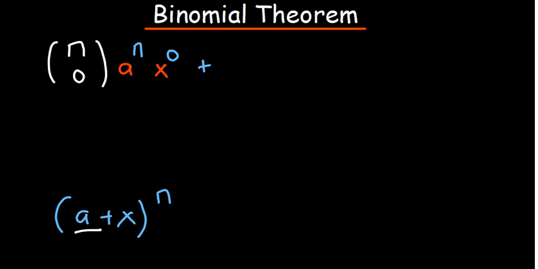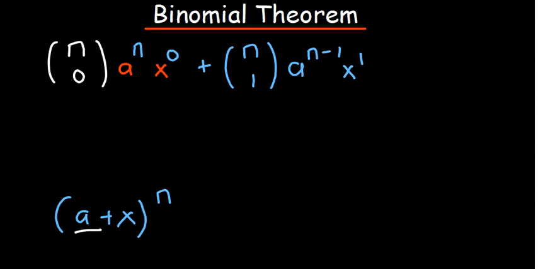For the second part, it will now be n choose 1. So if you choose 1, your a will be to the power of the difference. Now, a will always have the power of the difference between n and r. So it will be n minus 1. And then x will always be matching up with the value of r on the bottom there.